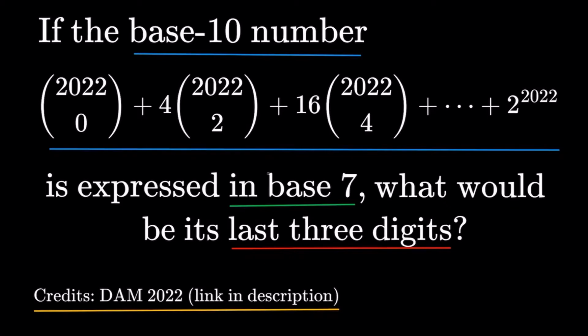Here's an item on number theory. If the base 10 number, as you can see on the screen, is expressed in base 7, what would be its last 3 digits? Now this item came from the DAM 2022, an examination that Dumplet has hosted.